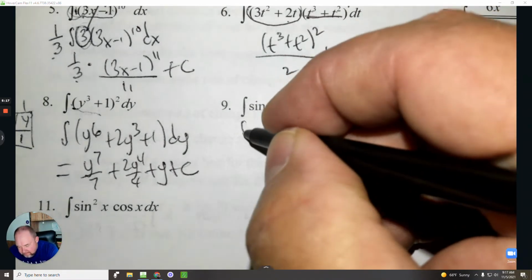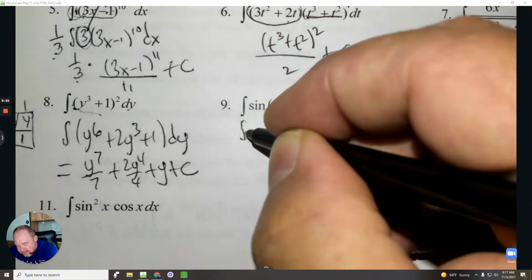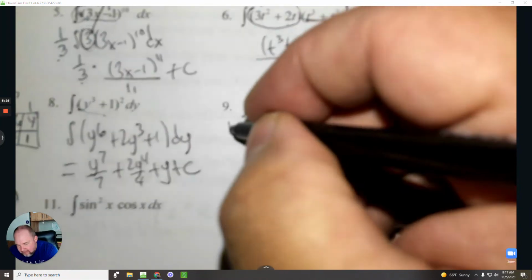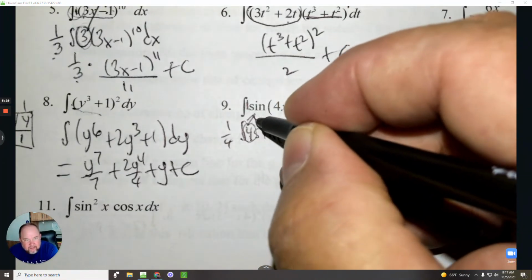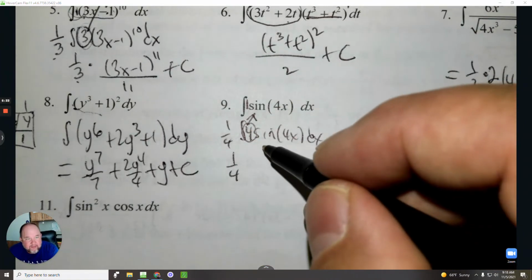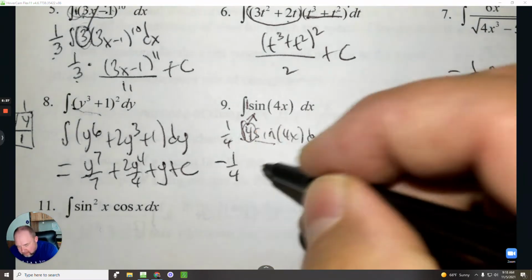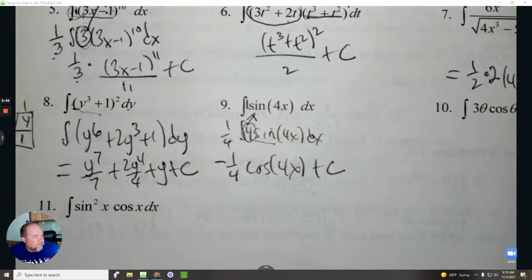The hook comes from inside the parentheses. So the derivative of 4x is 4. What was it before? What did it become? We need a fraction of 1/4. Then I circle the hook and unhook it. The answer is going to start with 1/4. And then I do the antiderivative rule for sine, which is negative cosine. And it's done. Number 10.